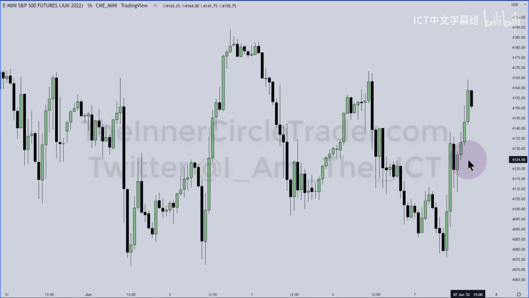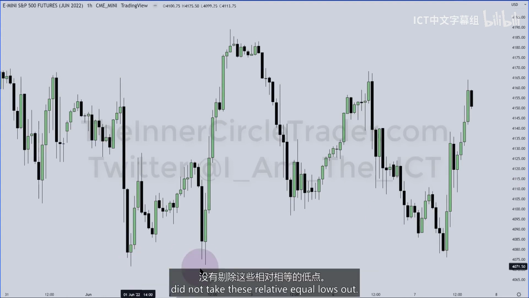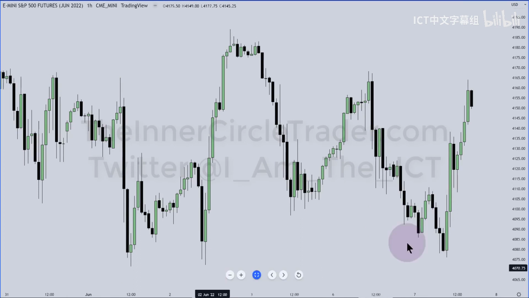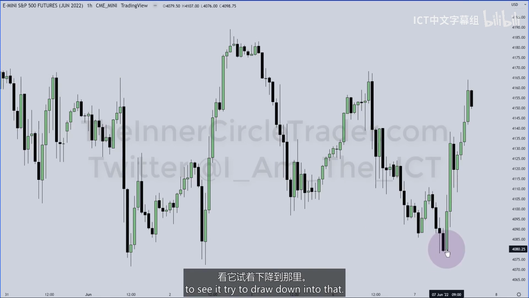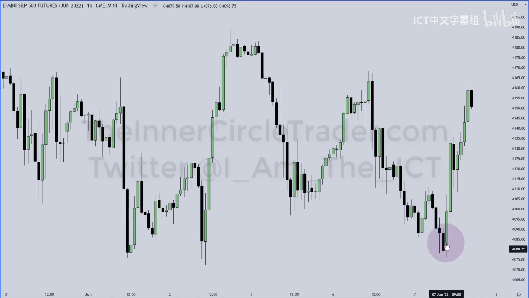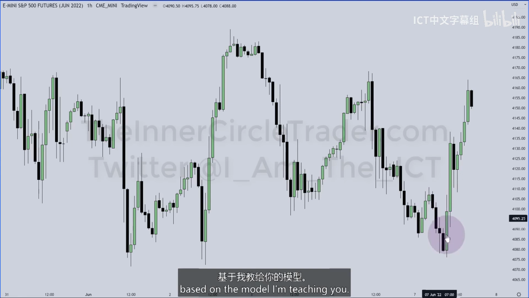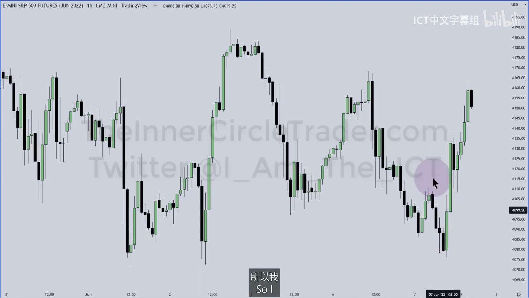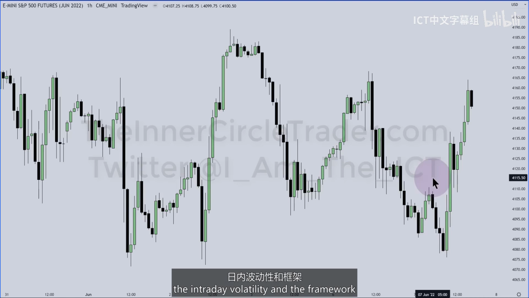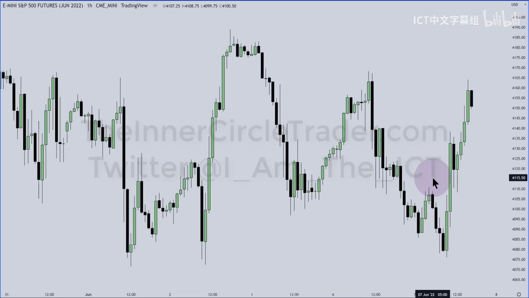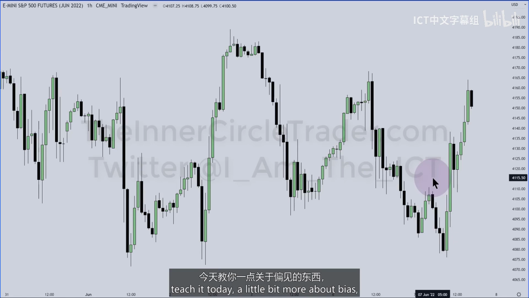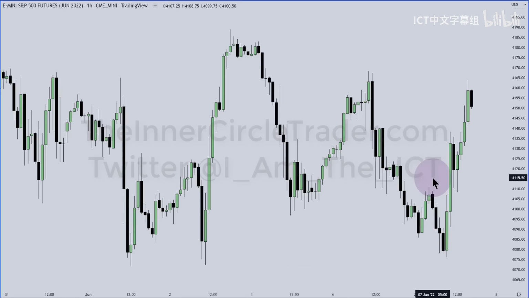Here's the hourly chart. You can see how we did not take these relative equal lows out. I wanted to see it go down there. That's what I was looking for, to try to draw it into that. It didn't do it. It did not give a setup either based on the model I'm teaching you. So I used the intraday volatility and the framework to teach a little bit more today about bias, how to change gears with your bias, how to also manage your bias.